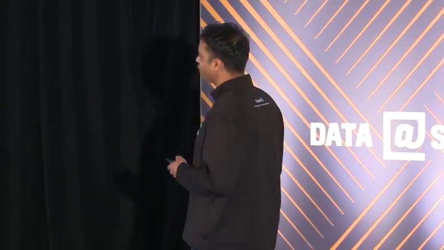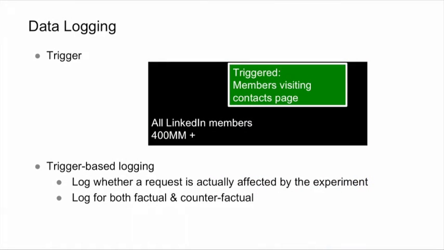Data logging, something that I want to quickly call out, is one of the things that we log explicitly is not just the fact that you are a target or in a particular bucket for an experiment, but rather whether it actually got triggered or not.